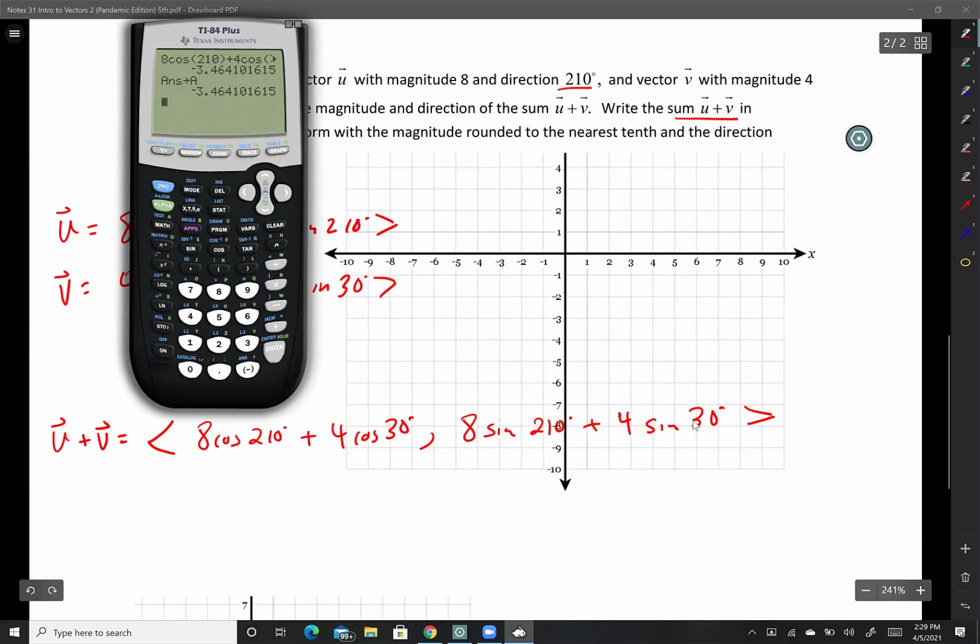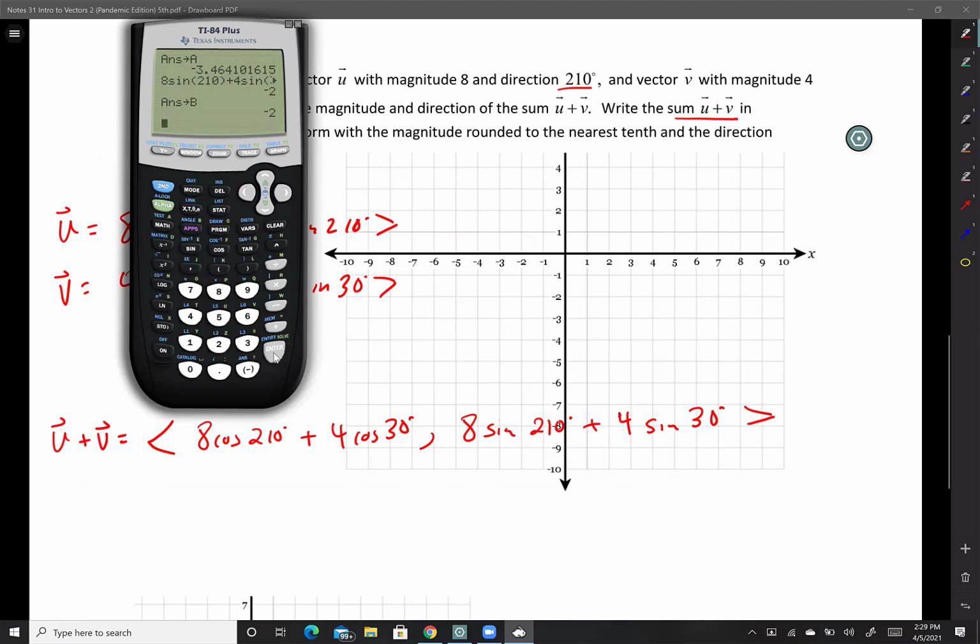I'm going to do the same thing with the y value: 8 sine 210 plus 4 sine 30. If you have an Inspire, you can write it exactly like that, guys. Push enter, and I got a perfect negative 2. You don't have to store it because it's a perfect negative 2, but I'm going to store it to B anyway, and you'll never make a mistake like this. So store it to B.